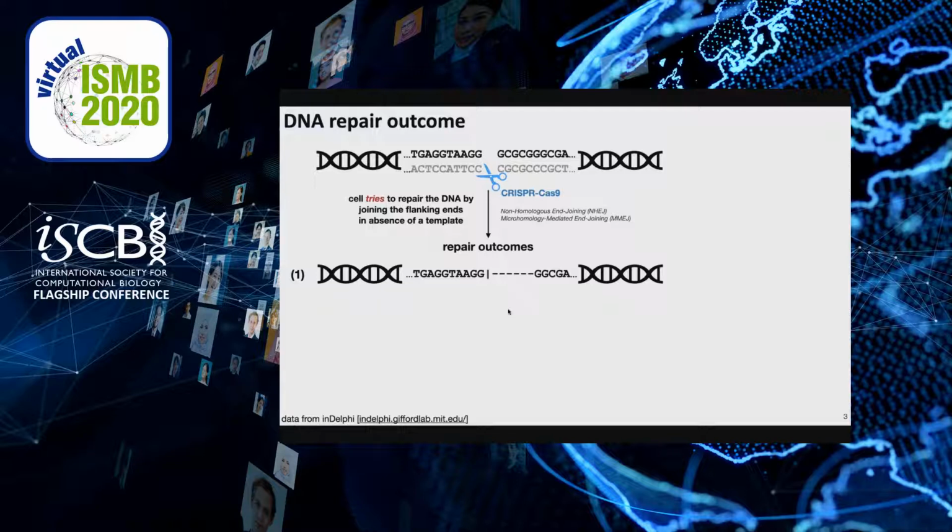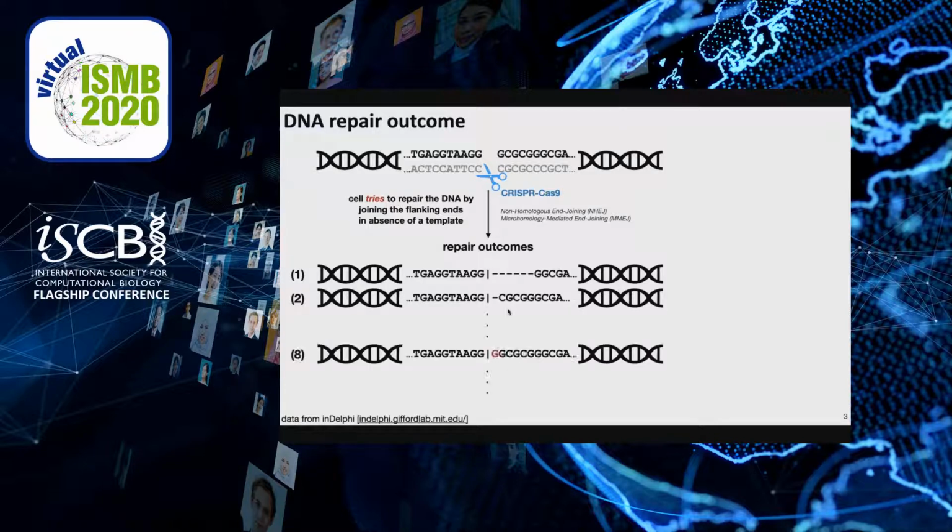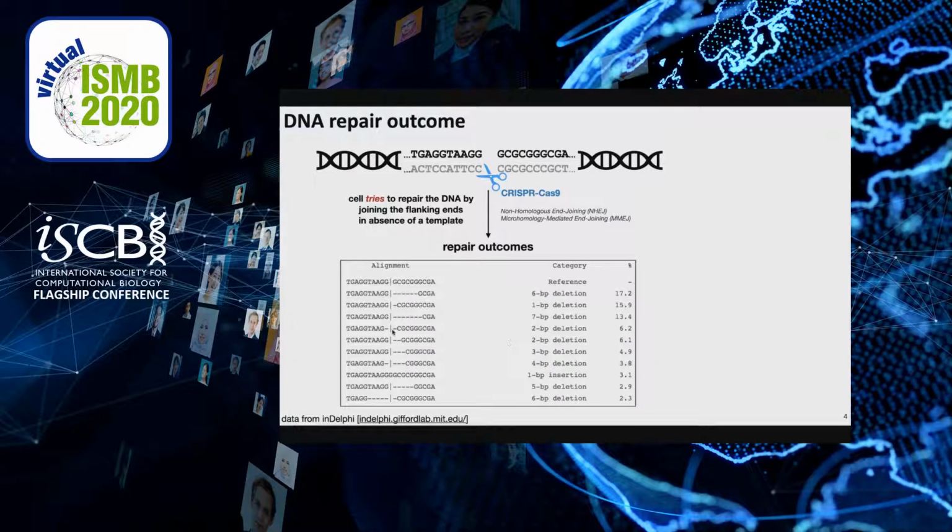In this example, a 6 base pair deletion is the most frequent outcome, but there might be other outcomes as well. For example, a single base deletion or an insertion of letter G. So we can summarize this into a table where I'm showing all the possible insertion deletions in the first column and the fraction of the cells that get each of these indel types in the last column.